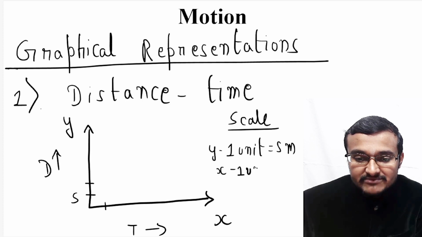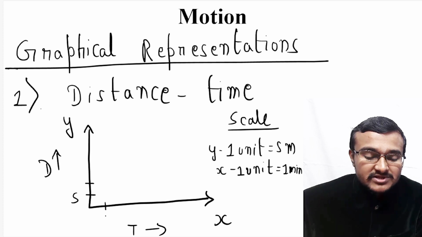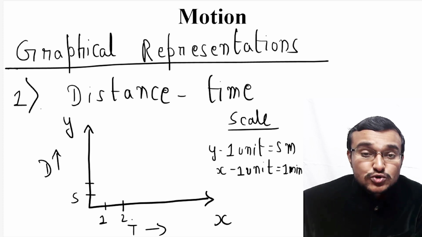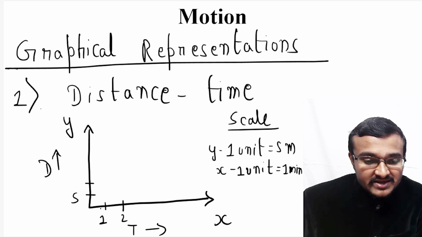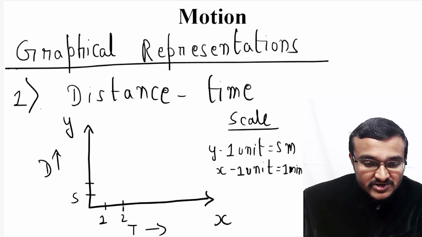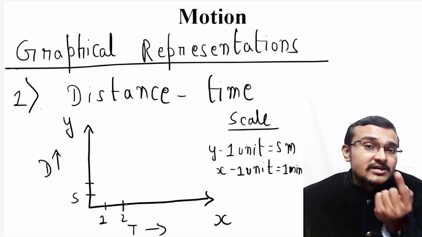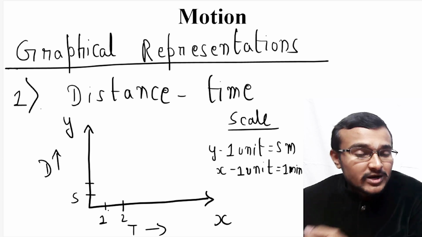On the x-axis I am taking time in minutes, so 1 unit will be equal to 1 minute. The first unit will be 1 and the second unit will be 2 minutes, because the difference between 1 and 2 is again 1. So 2 minus 1 is 1, and each unit gets 1 minute itself.